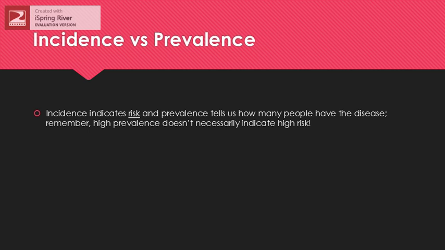Prevalence, on the other hand, simply tells us how many people have the disease. So it can indicate high risk, but it's not safe to assume that high prevalence equals high risk. Remember the example from last week was coronary heart disease in Birmingham. Maybe the prevalence of coronary heart disease in Birmingham is high because people travel to Birmingham to be treated because there are good doctors here, for instance. Prevalence does not necessarily indicate risk, but incidence does.